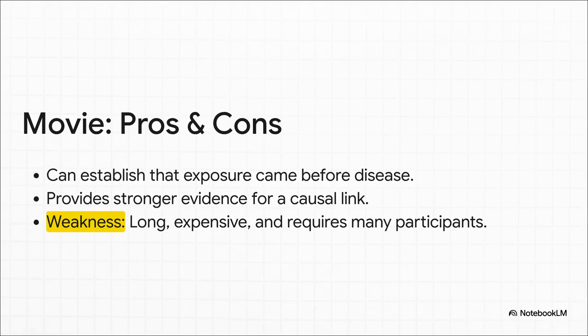So, this is how the movie study solves that chicken and egg problem. You know the exposure came first because you made sure everyone was healthy at the start. This gives you much stronger evidence for a cause and effect link. But as you can probably guess, following thousands of people for decades, like they did in the famous Framingham Heart Study, well, that's incredibly time-consuming and super expensive.